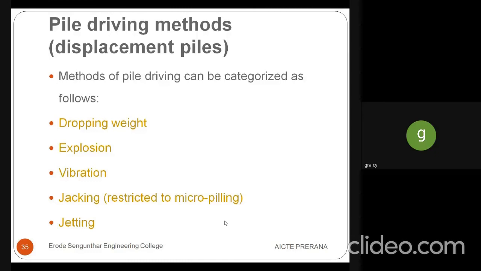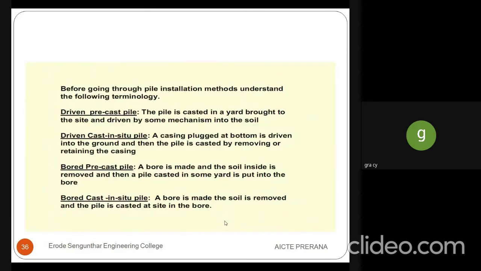So before going through the pile installation methods, we have to understand the various terminology. The first one is driven precast pile. The pile is cast in a yard, brought to the site and driven by some mechanism into the soil. Driven cast in situ is where a casing plugged at the bottom is driven into the ground, and then the pile is cast by removing or retaining the casing.